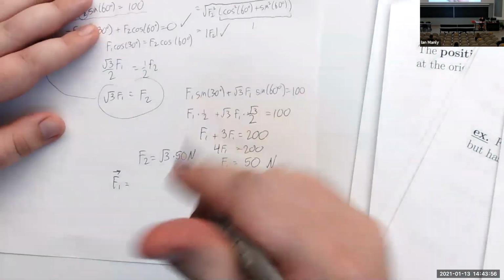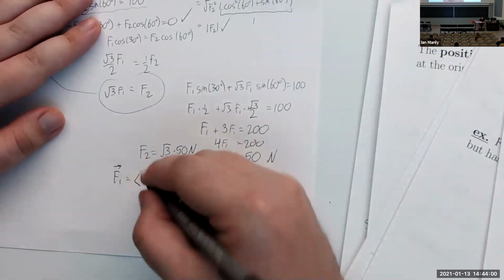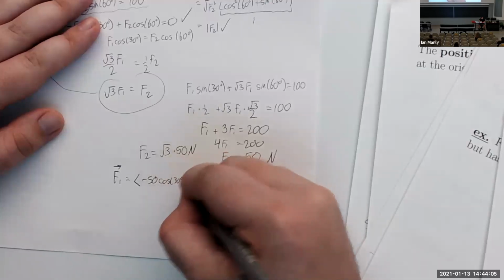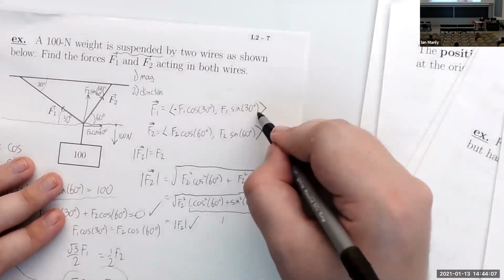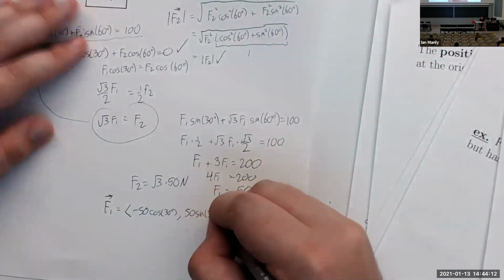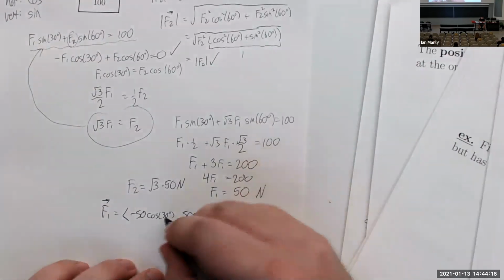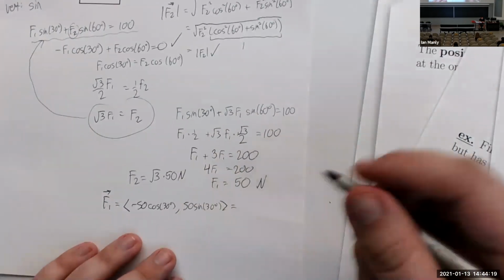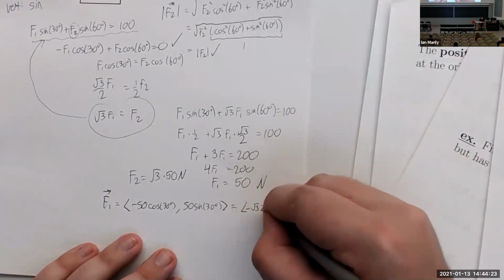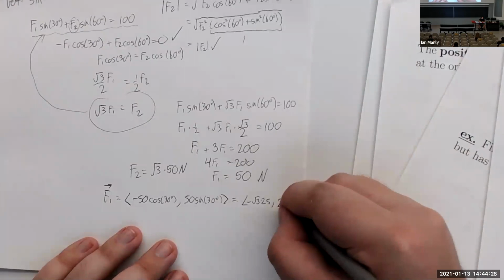So we could say that F1, let's see, we have negative F1 times cosine of 30, so it's negative 50 cosine of 30. And then F1's vertical component is 50 sine of 30 degrees right here. Okay, and then if I evaluate this, cosine of 30 is going to be √3/2. So it's negative √3 times 25. And then sine of 30 degrees is 1/2, so we have 25.